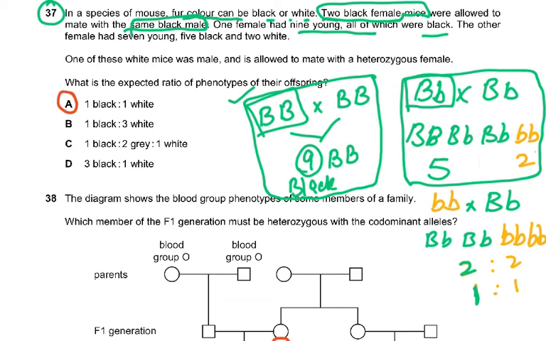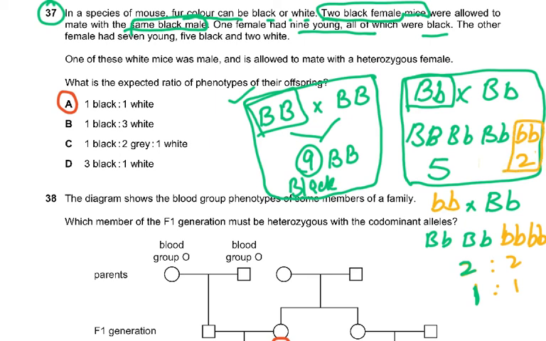Then it says one female had 9 young, all were black. Fine. So these are the 9, all were black. The other female had 7 young, 5 black and 2 white. So that means that this must have been big B small b into big B small b. So you have a ratio of 3:1. So you have 5 to 2 they had. So of course this is 3:1, but you have 5 that were black and 2 white. Now these were the 2 white.